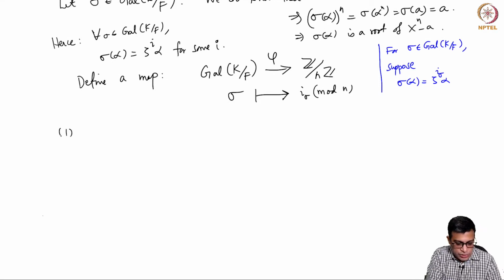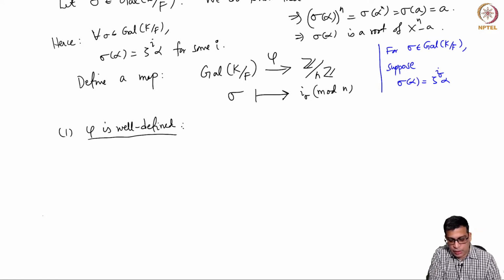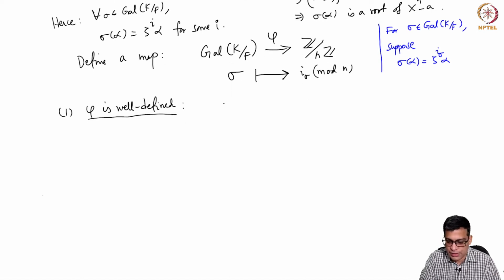So, we will prove some things about this. Phi is well defined first. We will in fact show that it is an injective group homomorphism, and thereby the Galois group of k over F is isomorphic to a subgroup of Z mod nZ, and hence the Galois group will be cyclic. So, why is this well defined?